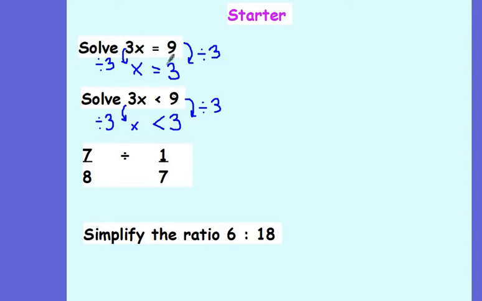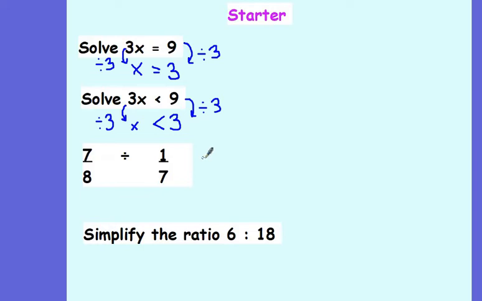The only difference between solving an equation and an inequality is that for the equation x has got to be 3, whereas for the inequality x can be any number less than 3. For example, if x was 2, 3 times 2 would give me 6, and 6 is less than 9, so the inequality would still work. So we get a range of values for the inequality and a single value for the equation.